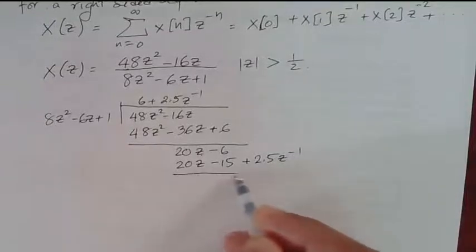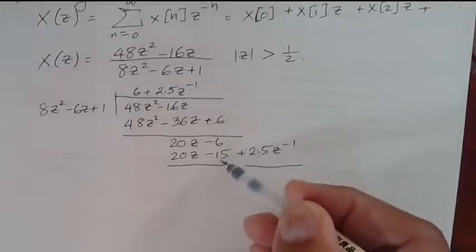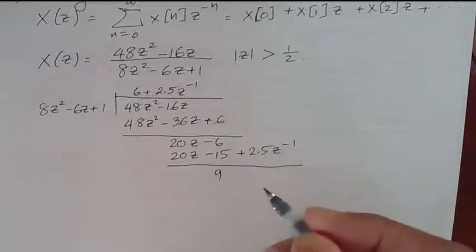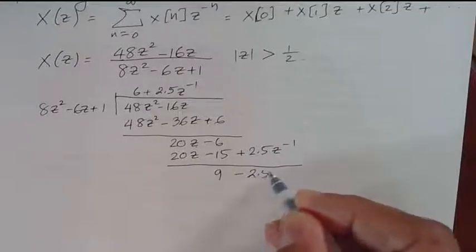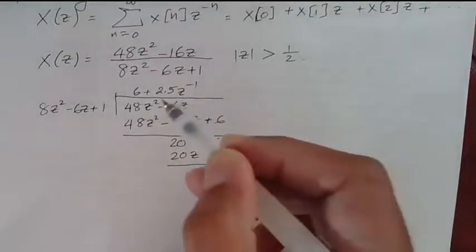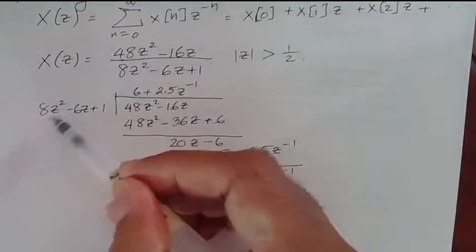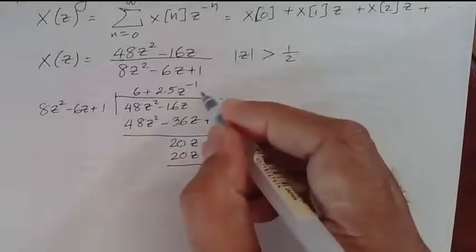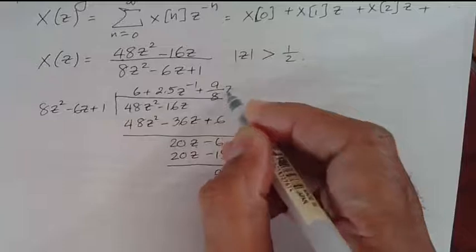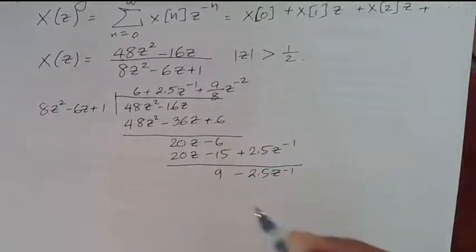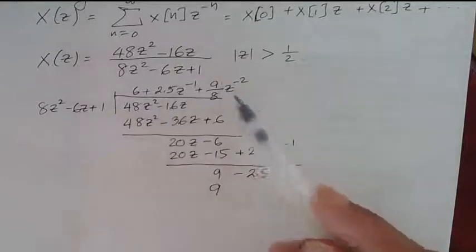Right. So now that gives me minus 6 plus 15 is 9. And then minus 2.5 z to the minus 1. And then the next term will then be, I need to get 9 here. I have 8z squared. So this will be plus 9 over 8 z to the minus 2. And that'll give me 9. And then etc., etc.